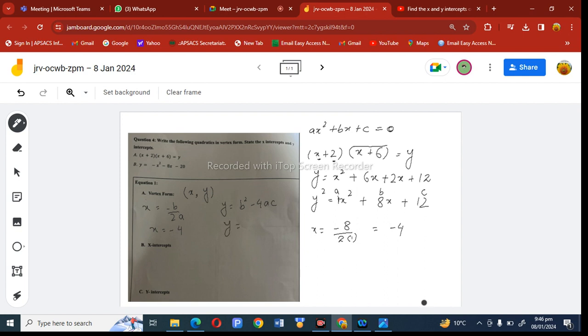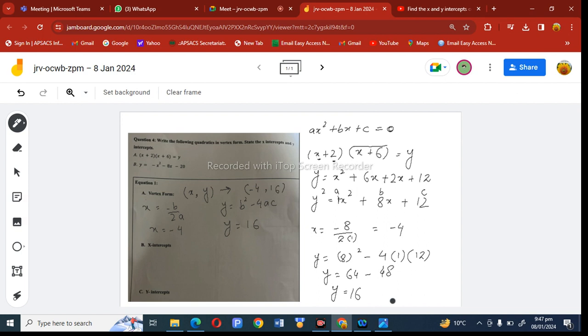Now to find y, you have to use this formula, which is b square minus 4ac. So y is equal to b square. B, you can see that it's 8, so you'll take the square of 8 minus 4a and c. So your c is 12. So 8 times 8 is 64 minus 12 times 4 is 48. When you subtract 48 from 64, you will get 16. So your y is 16. Now you know that the vertex is x, y, so your vertex is negative 4 and 16.